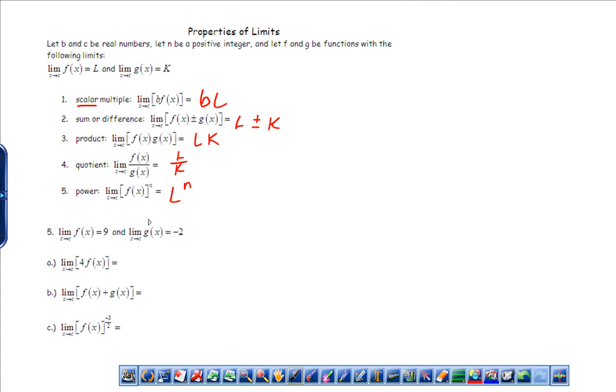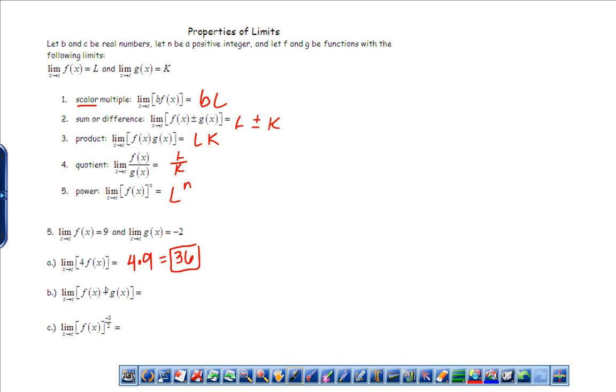Okay, here we get to just a little bit of application on this. So this is the limit as x approaches c of f of x is 9. That's kind of like the capital L from before. And then over here we have another limit that is equal to -2. We have no idea what f of x is, but we can find this limit by doing 4 times the limit of f of x, which was 9. So that is equal to 36. And these properties are definitely going to be useful in a little bit.